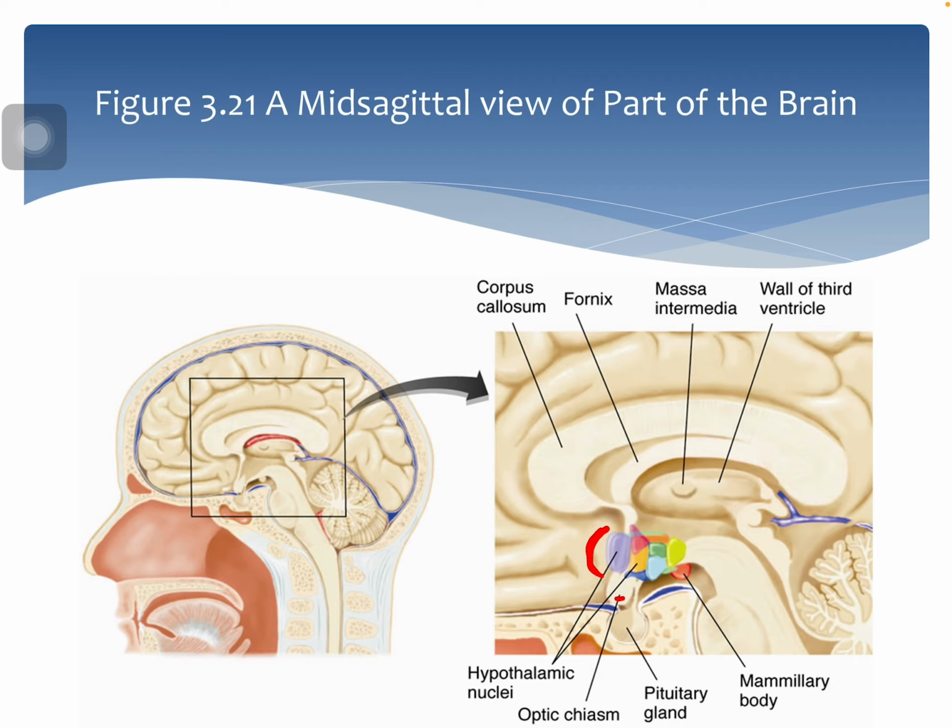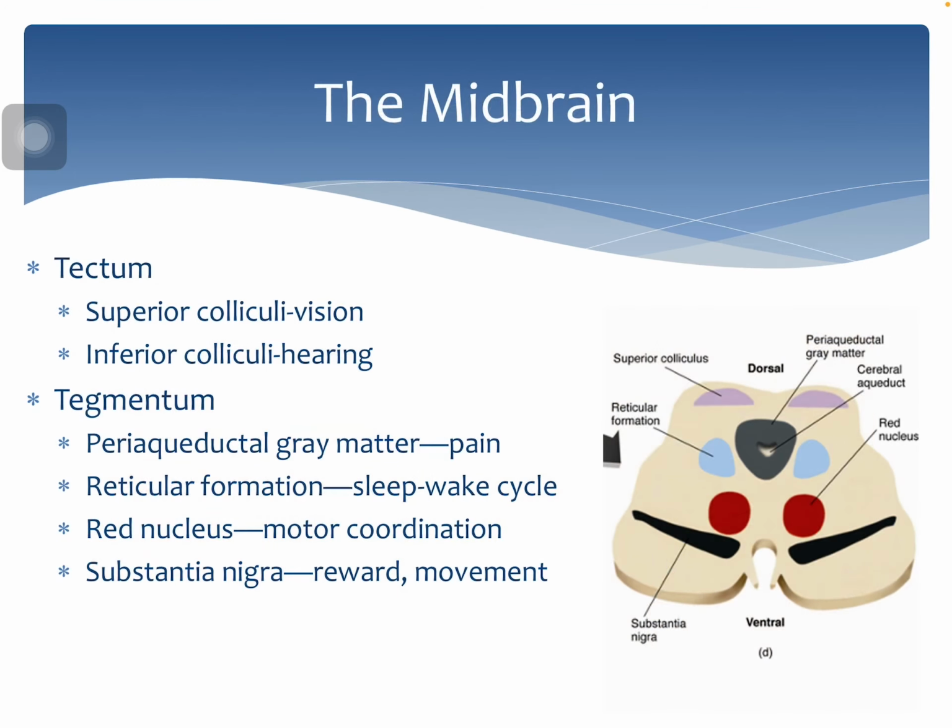And above the optic chiasm, the suprachiasmatic nucleus, which is a part of the hypothalamic nuclei, is important for circadian rhythms and receiving inputs from the eyes to know what time of day it is, and whether it is time for us to be sleepy, time for us to be awake, etc.